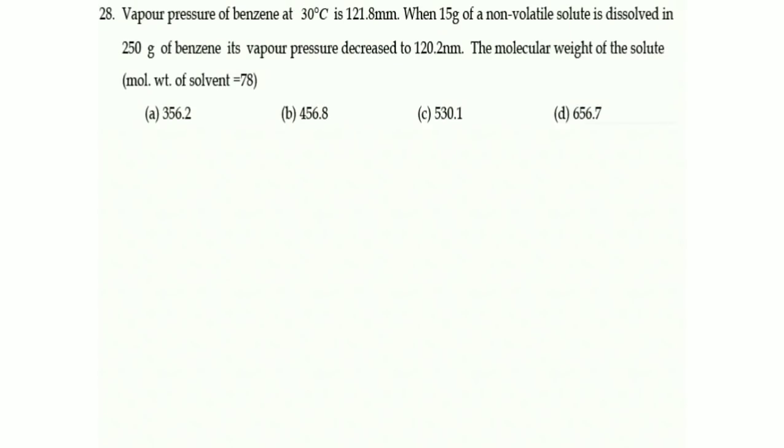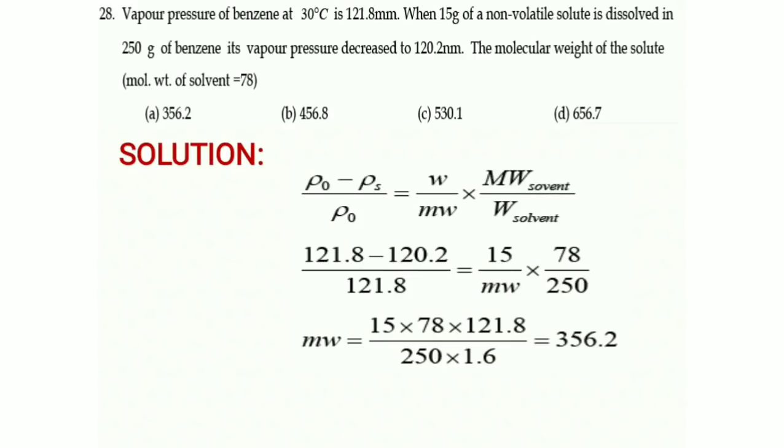Then 28th. The vapor pressure of benzene at 30 degrees Celsius is given. When 15 gram of a non-volatile solute is dissolved in 250 gram of benzene, its vapor pressure decreases to 120.2 mm. The molecular weight of the solute is asked. In this particular case, use the simple formula: P0 minus Ps divided by P0 is equal to W divided by molecular mass of the solute, into molecular mass of the solvent divided by W of the solvent. Everything is given, substitute, and you will get the answer as 356.2. So the answer for this question is A.